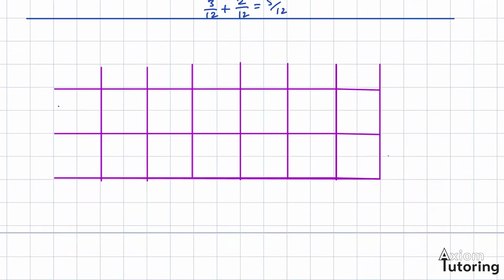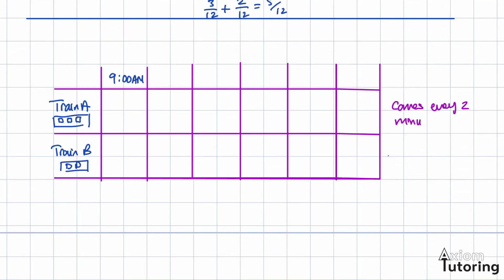Imagine that there are two trains on a platform, train A and train B. This is supposed to be a train that I'm drawing. I'm a math teacher, not an artist, but it's there to help you visualize the situation. The trains meet on the platform for the first time at 9 a.m. After that, one of them comes every 2 minutes, and the other comes every 3 minutes.